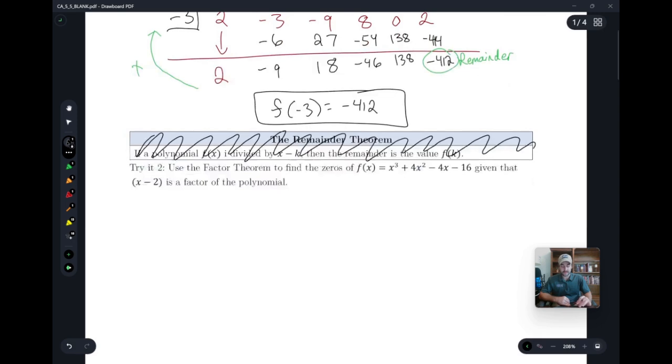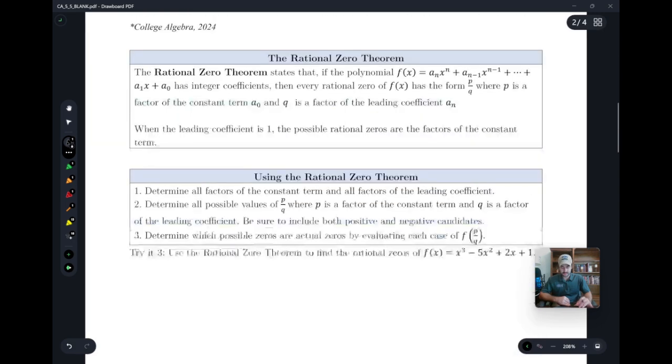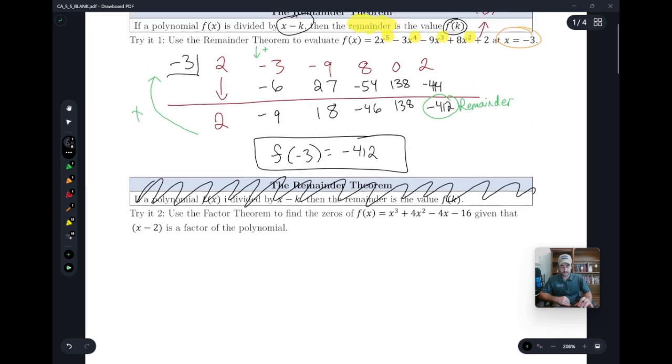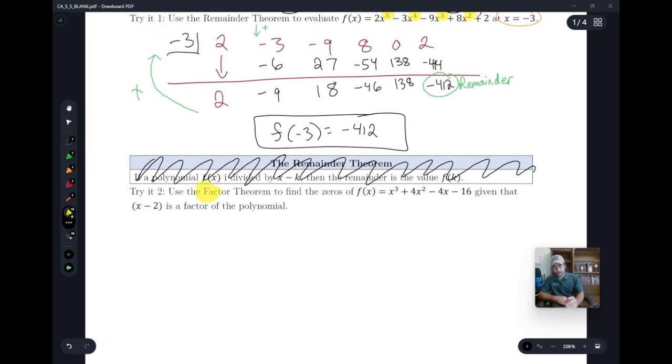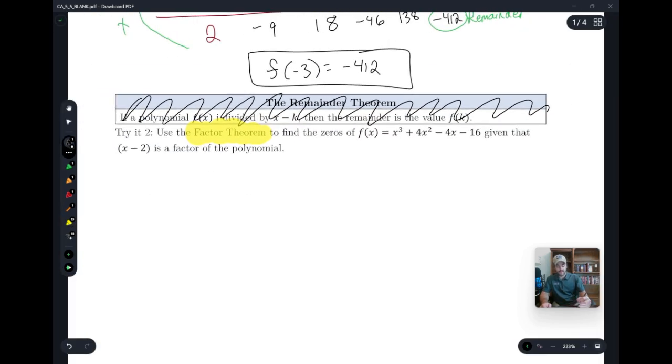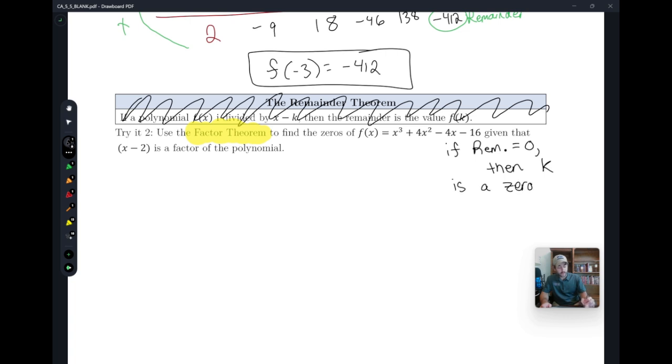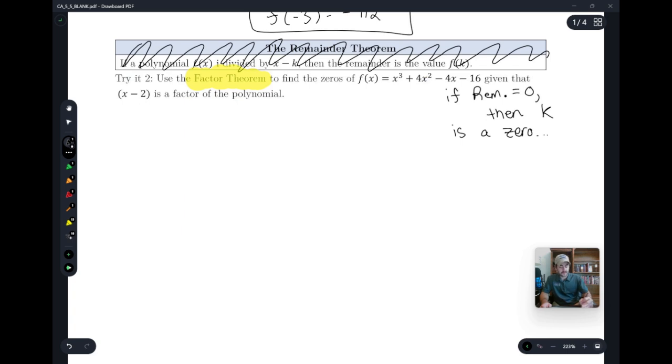But what we're going to do is hop down and talk about the factor theorem. The factor theorem says it's almost like the remainder theorem, but if your remainder is equal to 0, then k is a 0. Or if your remainder is equal to 0, then x minus k is a factor.